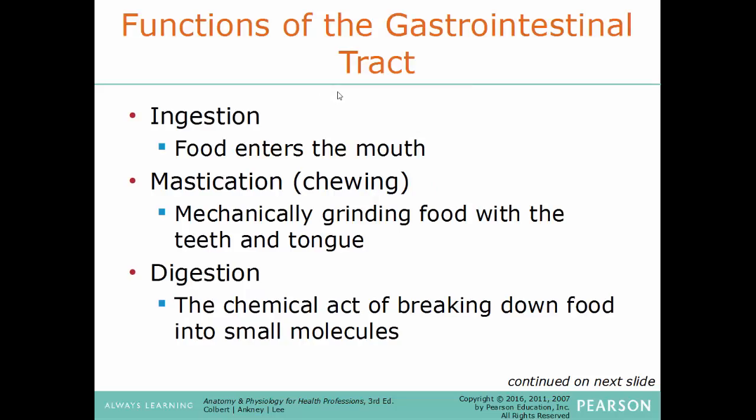All right, now we'll talk about some functions of the gastrointestinal tract. The first one, ingestion. This is when the food enters the mouth, so food going into the mouth. Another function would be chewing of that food, or mastication. It's the mechanical grinding of the food with your teeth and tongue. It's also when you add saliva to the food that you're chewing.